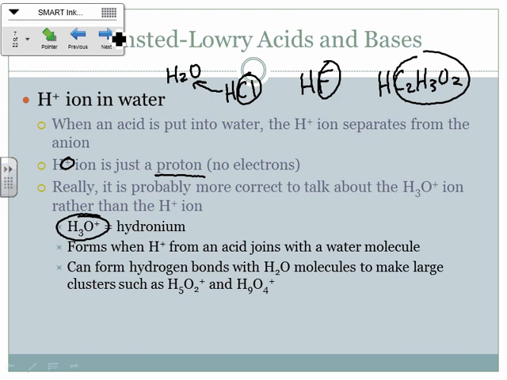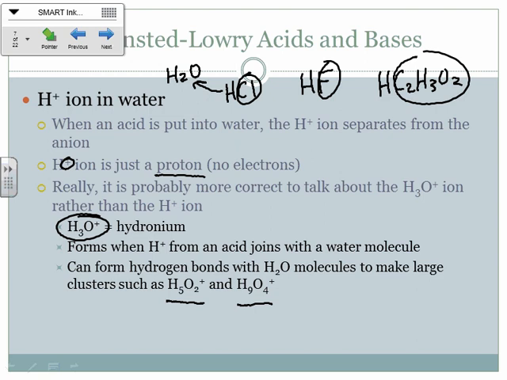So what can happen here, when you have this H3O plus, it can exist by itself, or it can become surrounded by water molecules, because now this thing has a charge, right? And remember, water likes to surround ions. And so when that happens, it can make these large clusters, H5O2 plus and H9O4 plus.